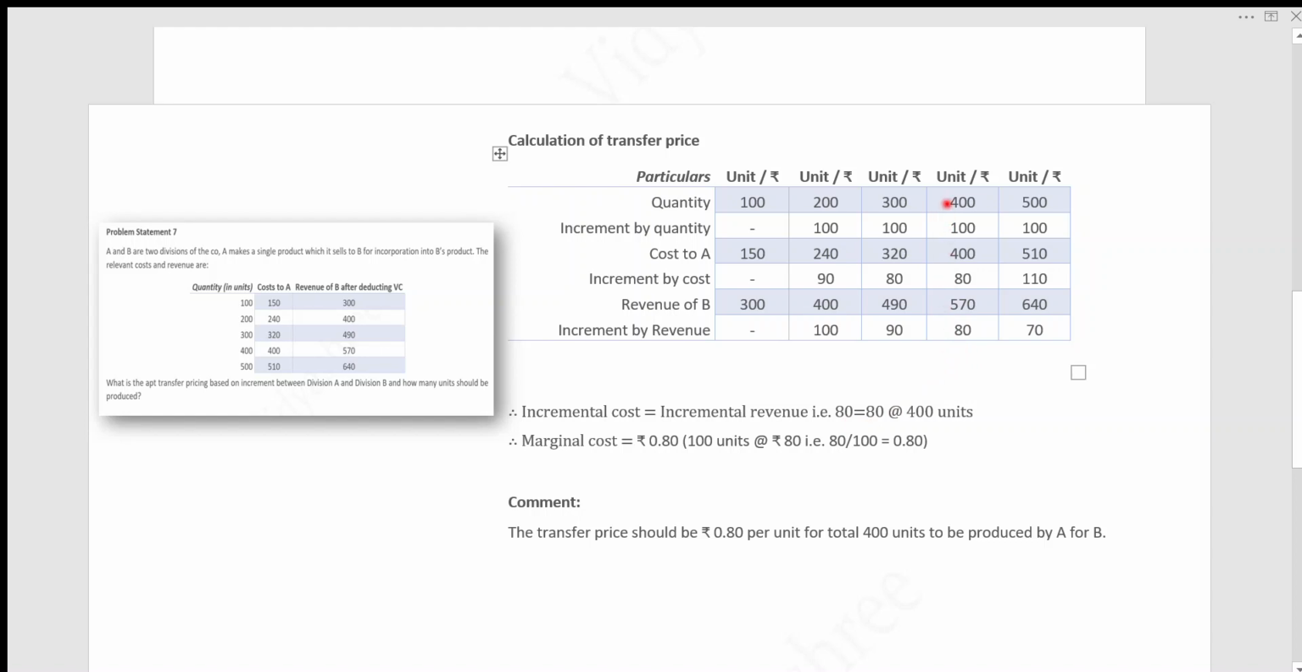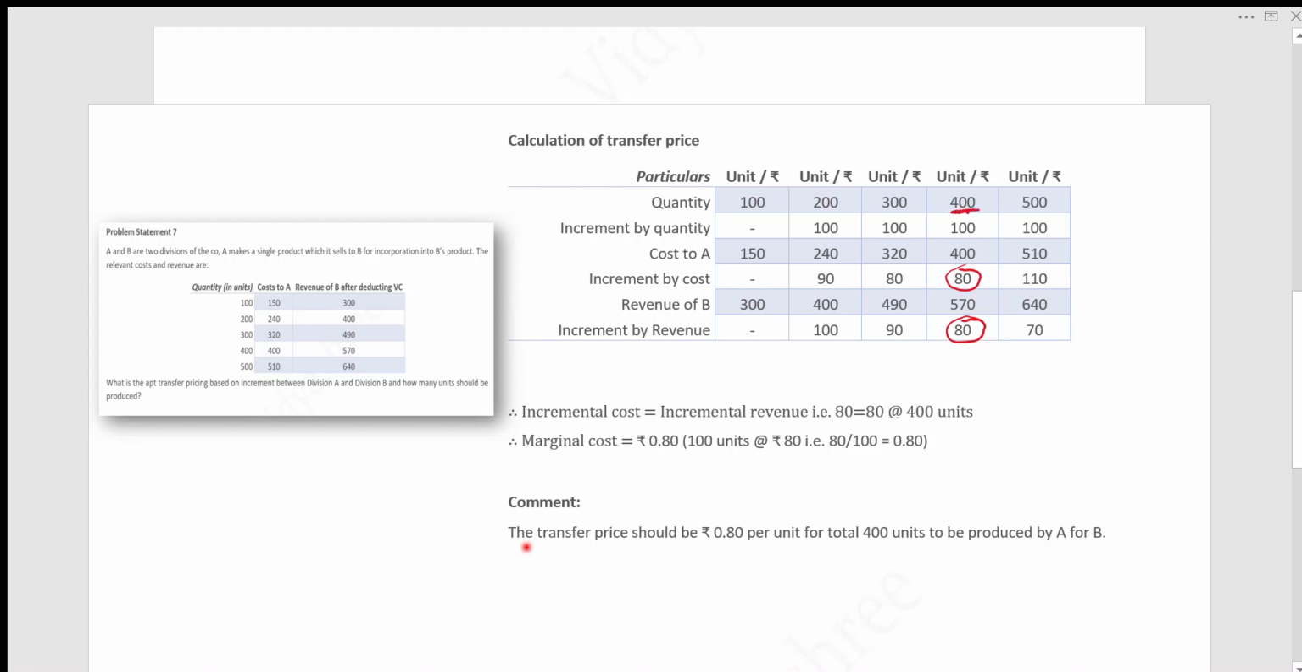So what is the number of units? That is 400. So 400 is what you can purchase. Let me tell you once again. Here 80 is there, here also 80, so it's equal. So the quantity which the company has to fix is 400 units.